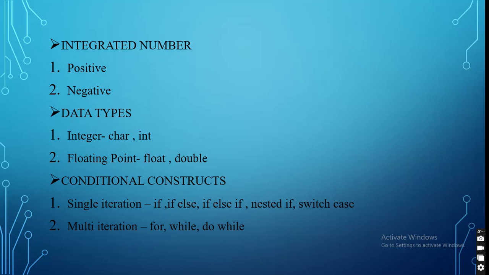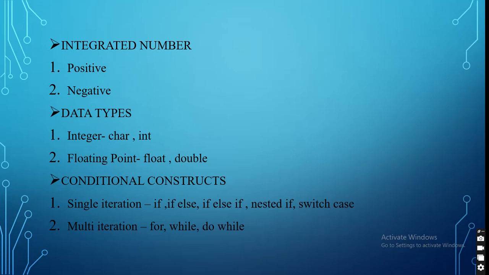Coming to conditional constructs, we have two different types: single iteration and multi iteration purpose. For single iteration purpose, we generally use if else, or if else if, nested if and switch case. The if statement is used to specify a block of code to be executed if a condition is true. Switch allows us to execute one block of code among many alternatives.